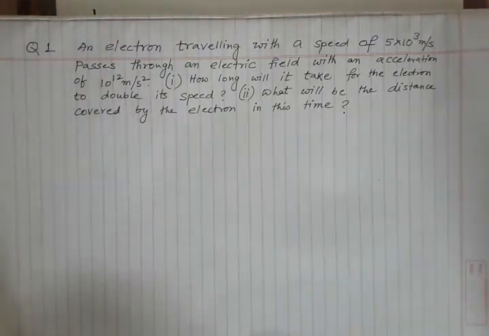Today we are going to do numericals on the same chapter, motion in a straight line. So the first one is this: an electron traveling with a speed of 5 into 10 to the power 3 meter per second passes through an electric field with an acceleration of 10 to the power 12 meter per second square. Then you have to find out, one, how long will it take for the electron to double its speed, and next, what will be the distance covered by the electron in this time. So this thing we have to find out.